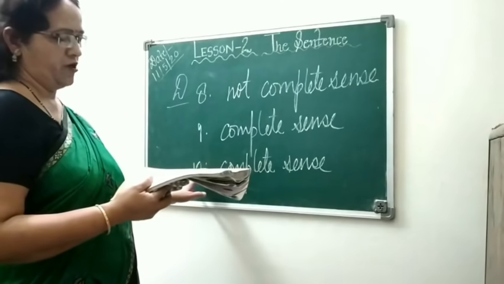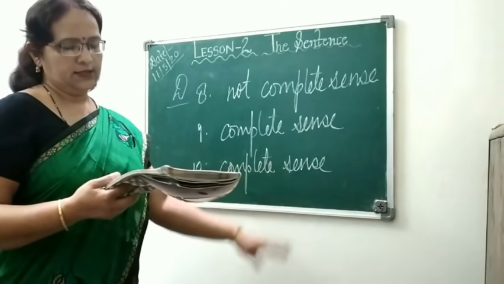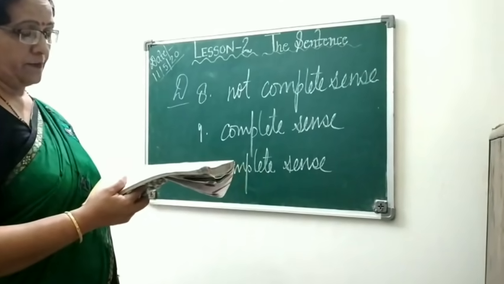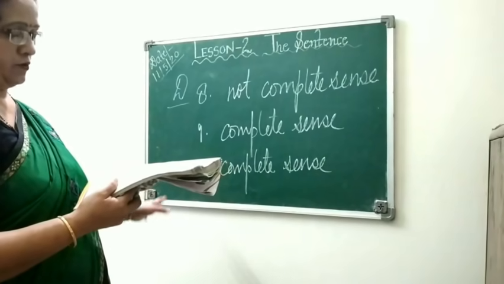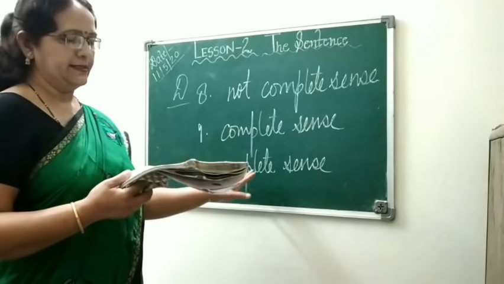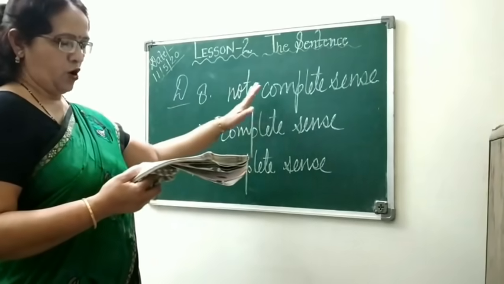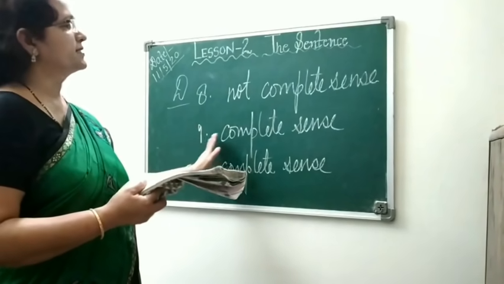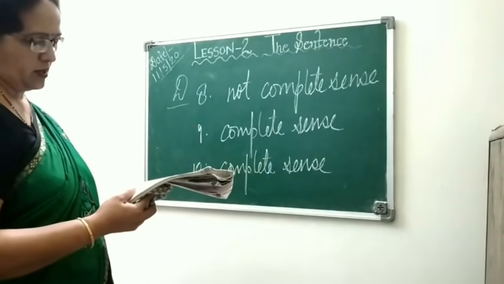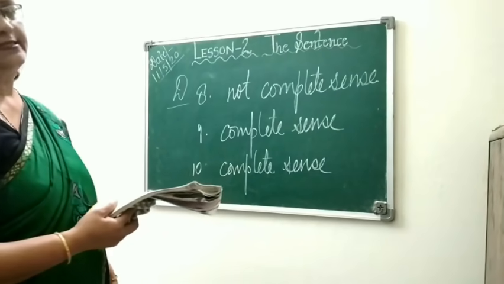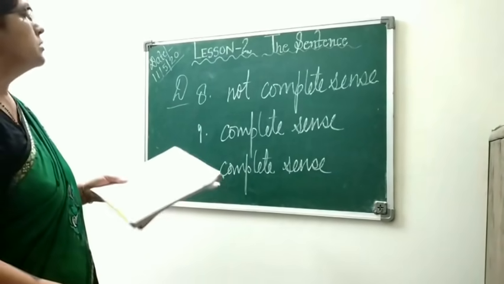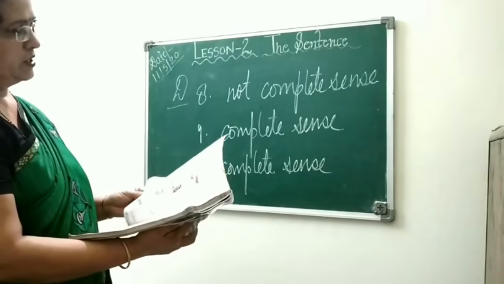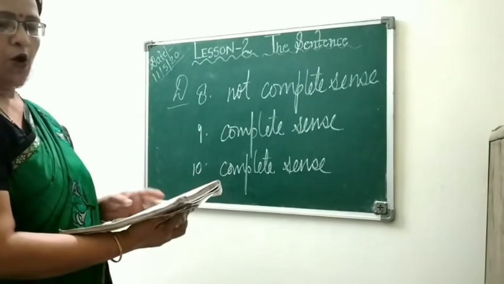Number 10. My favorite flower is rose. This is also giving a complete sense. So what are you going to write here? Complete sense. So the 8th one is not complete sense, the 9th one is complete sense, and the 10th one is also complete sense. I hope this chapter is clear to you now.